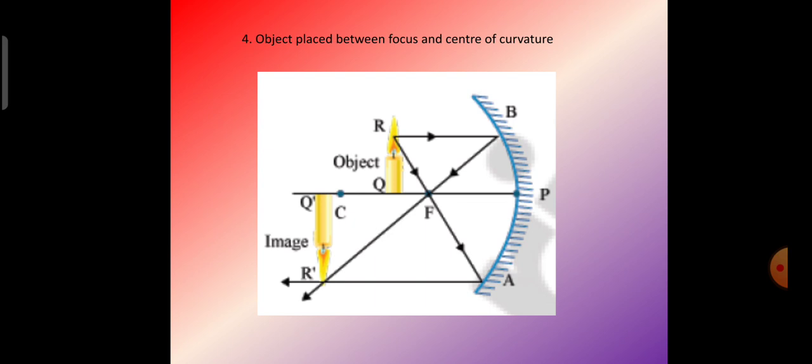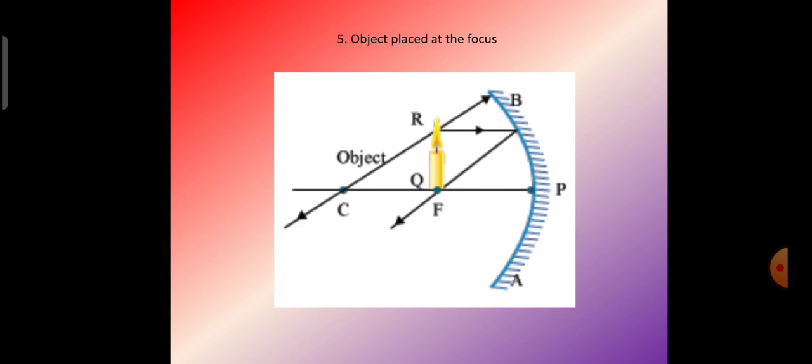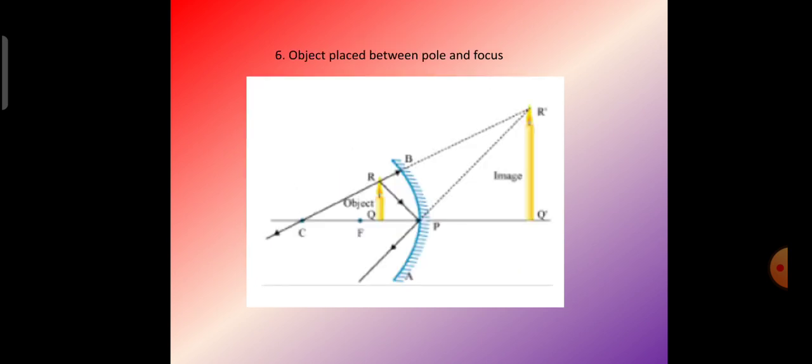Object placed between focus and center of curvature. You can see here again you get an enlarged and inverted image. Object placed at the focus, you see that no proper image is formed. Object placed between pole and focus.